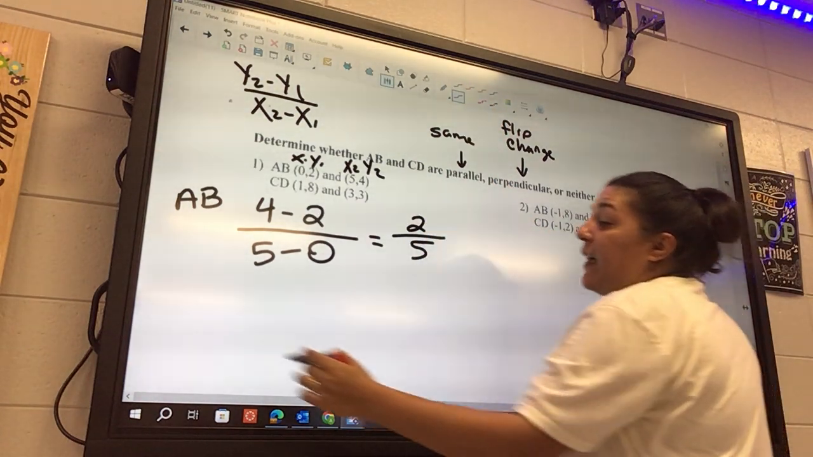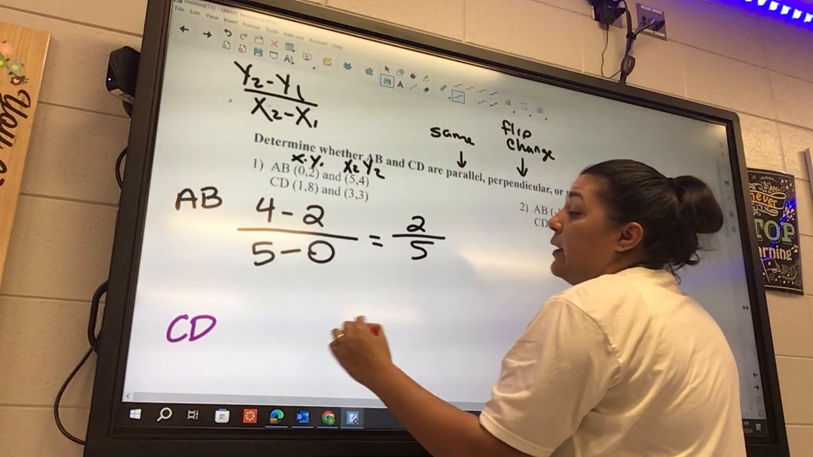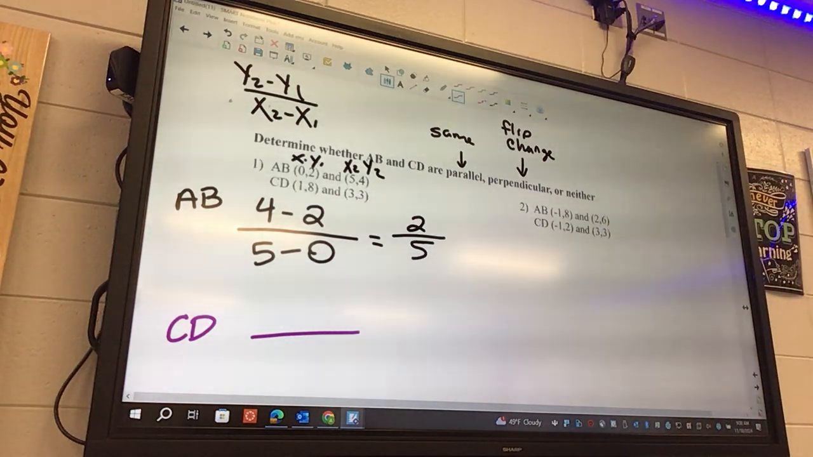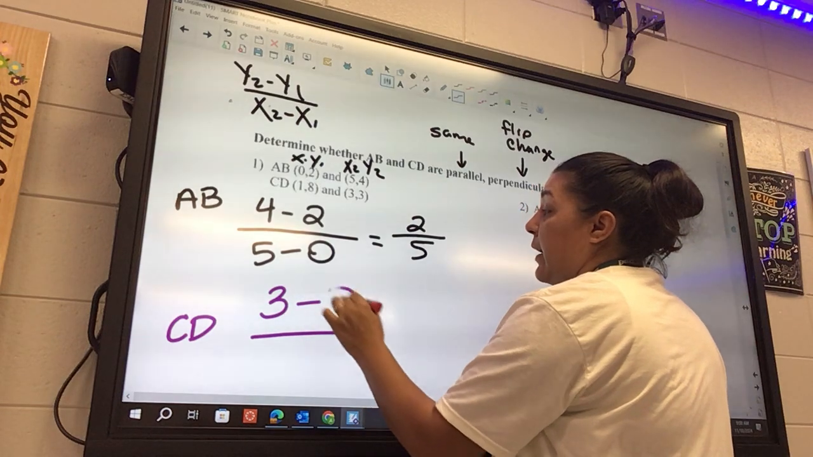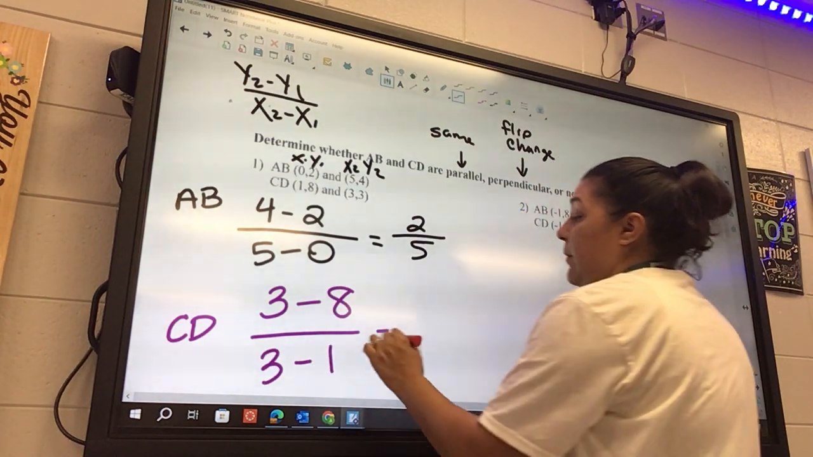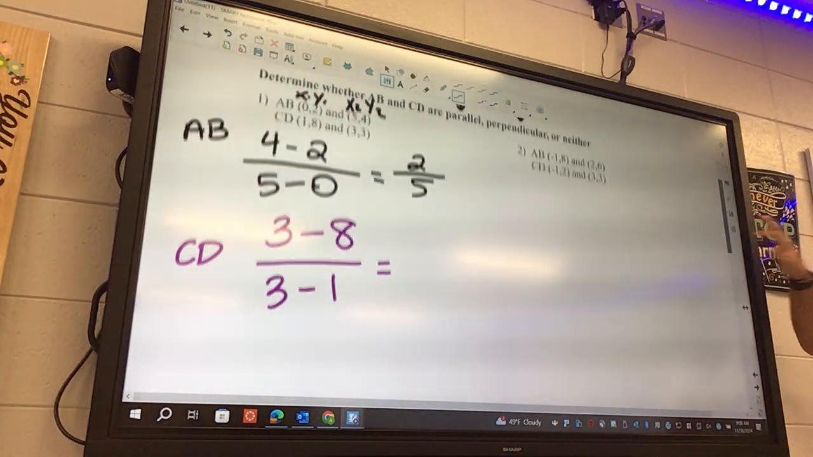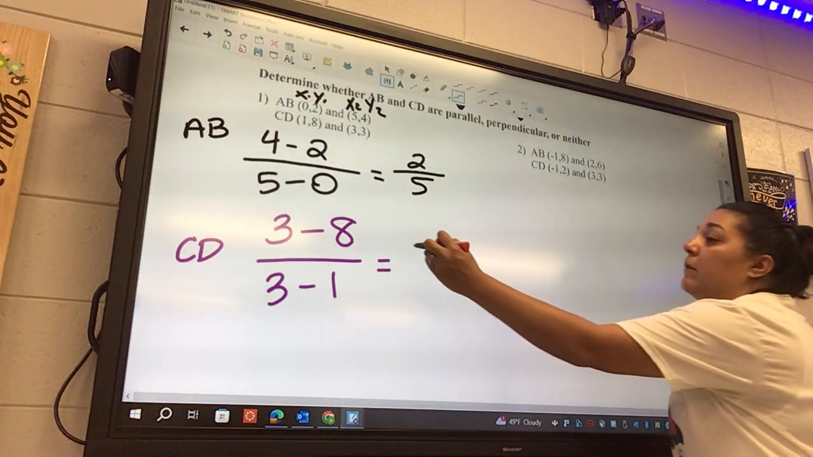Okay, and we're going to do the exact same thing with CD. So what is my y2 for CD? 3 minus y1. 8 over 3 minus 1. Type that in your calculator and see what you get. Negative 5 over 2.